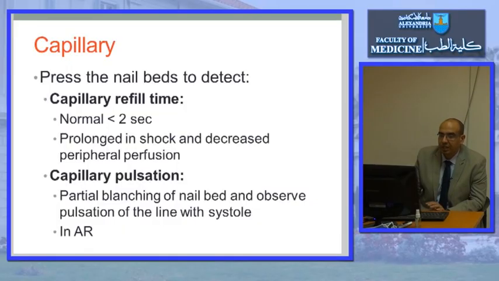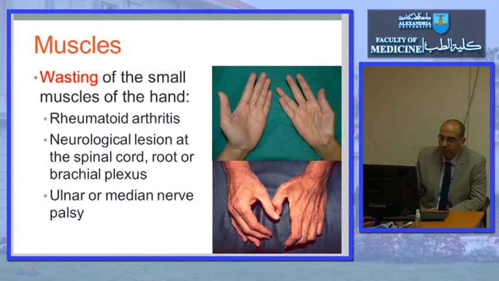For capillary examination, we press the nail bed to detect capillary refill time, and you will see it in clinical examination. Normally it is less than 2 seconds. When there is prolonged capillary refill, there is defective circulation. It is prolonged in shock state and in decreased perfusion. Capillary pulsations, peripheral blanching of the nail bed, we should look for if there are pulsations or not, we might find them in case of aortic regurgitation.